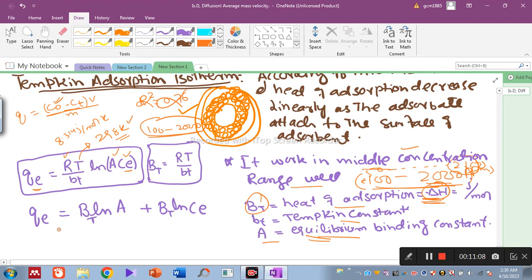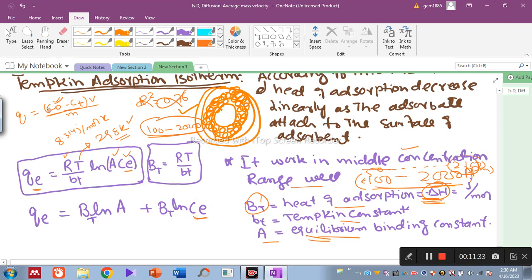So this is the linear form. This RT divided by bT is nothing but the bT, the heat of adsorption, and the linear form of this relation is this equation: bT ln A, where A is the maximum binding constant, bT is the heat of adsorption, again bT, and C is the equilibrium concentration. And remember, this equilibrium concentration is obtained from this relationship.